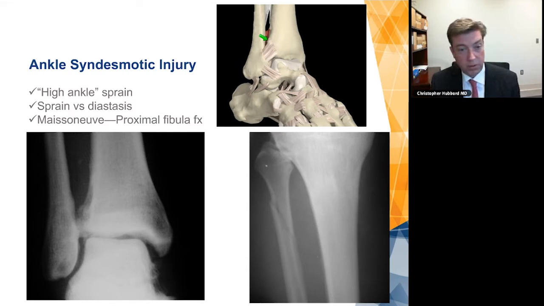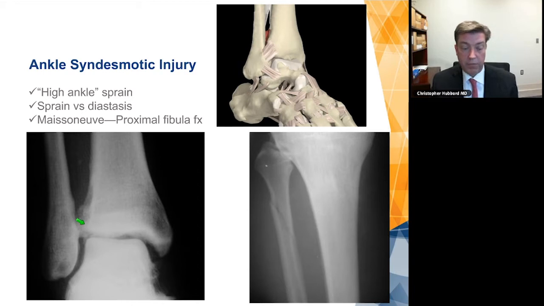And this can be a sprain where it's torn or partially torn, but there's no separation or diastasis, or there can be a separation of that space. In those cases, that needs to be surgically stabilized. This actually might be a little blurry, but this space is a little widened. This space is a little widened.